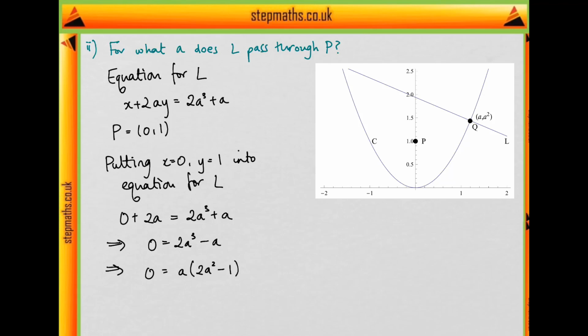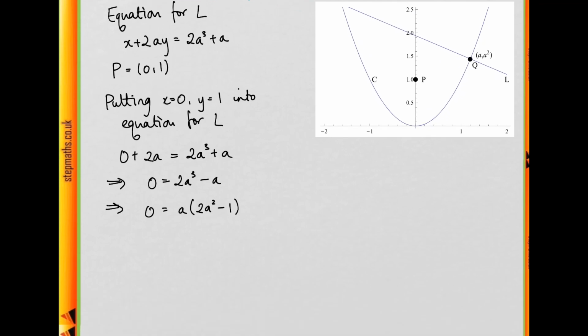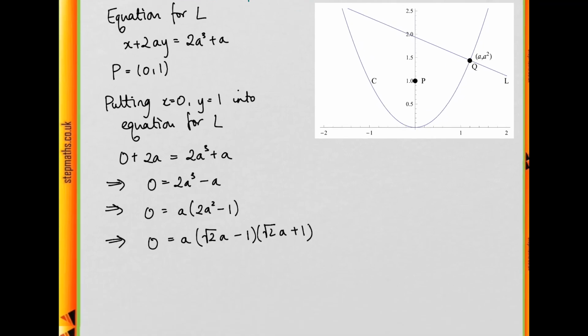By taking 2a off both sides and then factorizing a out of this, we'll have this line here, and we can see that this quadratic term is just the difference of two squares. So if we use that to factorize this, we see that our equation is equivalent to this here, and from this we get 3 values of a: 0, 1 over root 2, or minus 1 over root 2.